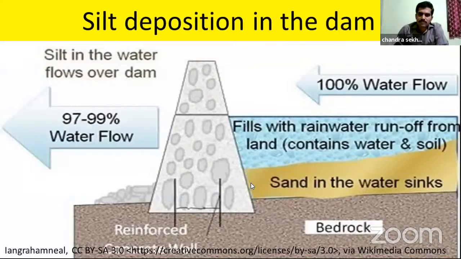So here we can observe how the silt is depositing in the river bed in the reservoir. Sand in the water sinks on the bedrock of the river. Like that, the depth of the reservoir is reducing day by day because of the deposition of silt, debris, and mining dust. That leads to lack of water capacity for future generations. The reservoir capacity is reducing day by day, and that leads to water scarcity in the lower portion of the river basin.